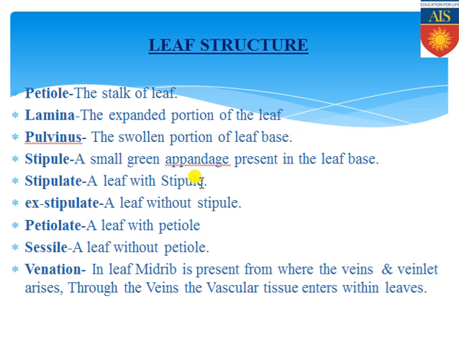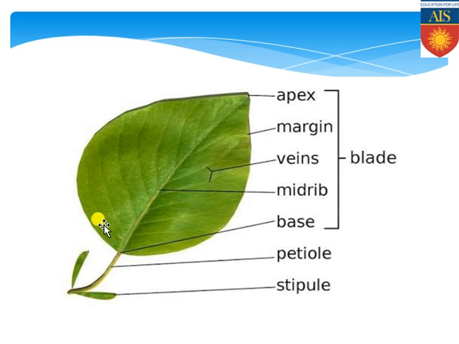Pulvinus. Pulvinus is actually the swollen portion of the leaf base. If you see properly, the leaf margin is joining at that specific point with the petiole, and that point is commonly known as the base. This base portion is swollen for every type of leaf, so this is commonly known as pulvinus. So where the margin of the leaf blade is attaching to the petiole, that junctional point is known as the base, and that base portion is always swollen, and that is known as pulvinus.